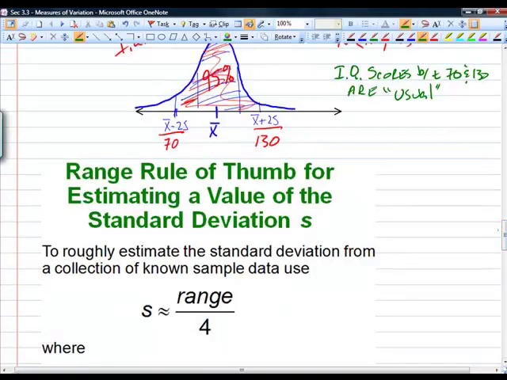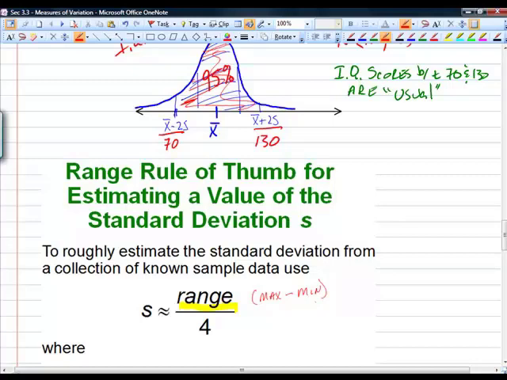The range rule of thumb for estimating a value of the standard deviation, if you don't have your calculator and you're not able to put the data into a list and do all that good stuff, and you want to estimate what the standard deviation is, you take the range of the data. Remember how we calculated the range? We did the maximum value minus the minimum value, and then we divide that by 4.